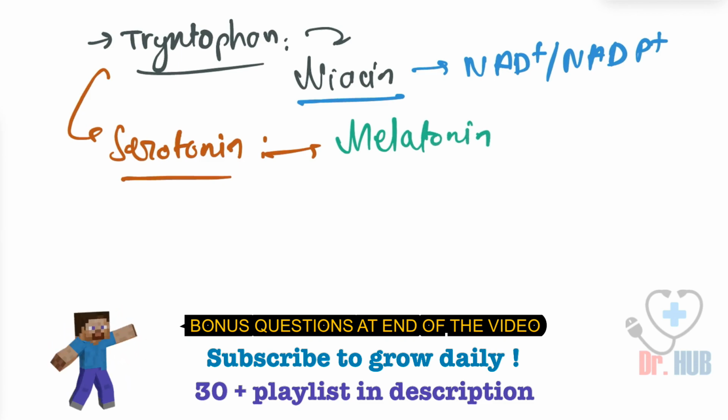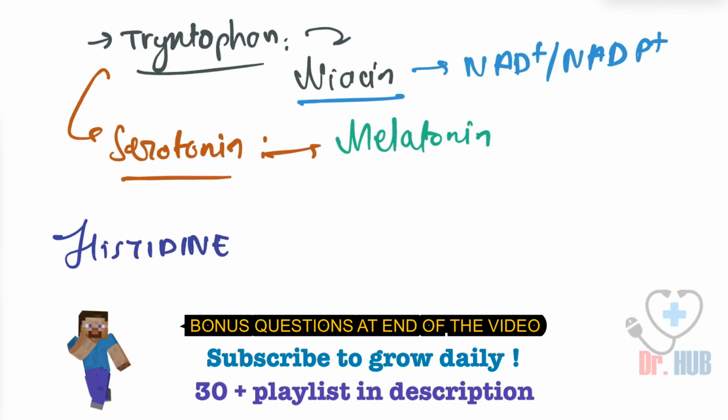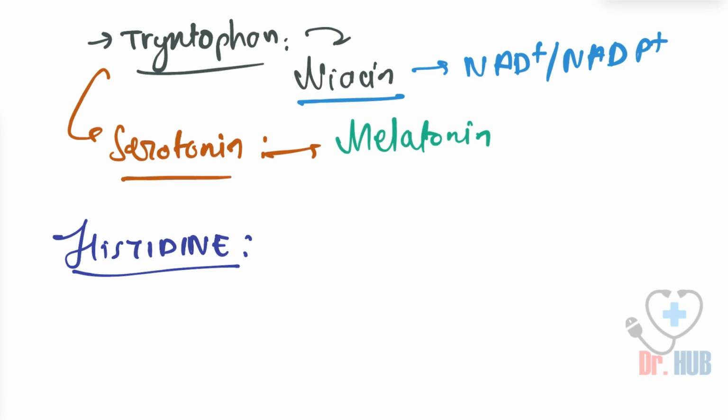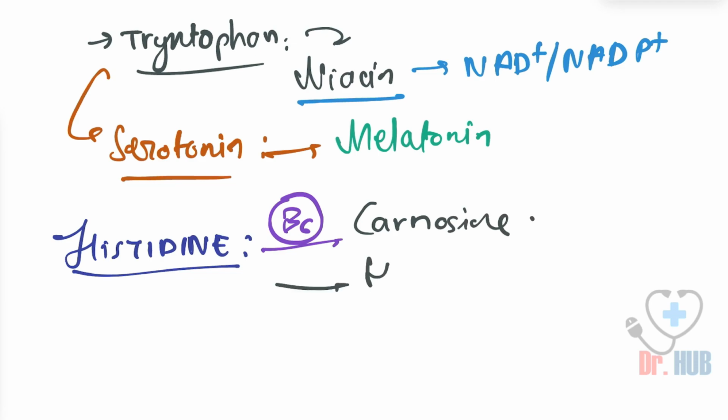So next we look at the histidine. So what is the histidine? So histidine, you have a presence of B6. So under this, there comes the formation of the carnosine. There is also the histamine and the anserine.